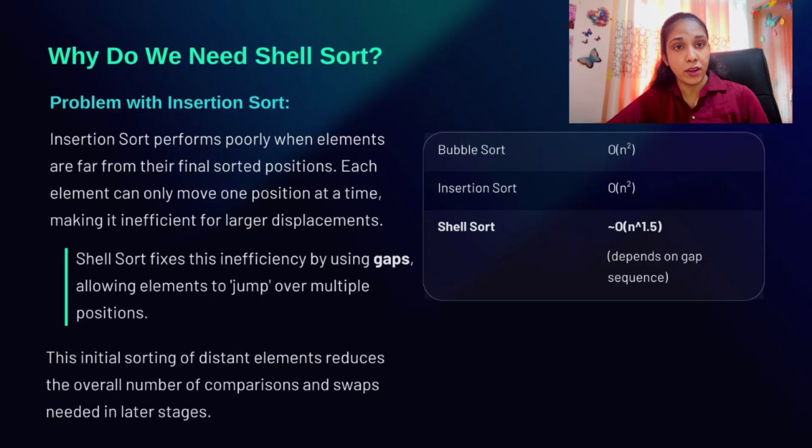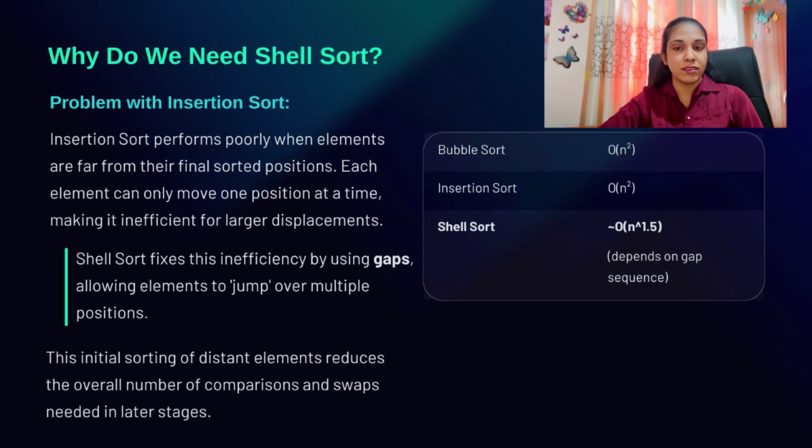Then, why do we need Shell Sort? In insertion sort, when a small element is at the end of the array, it has to move step by step to the front. It makes the algorithm slower for large lists. Shell Sort improves this by allowing elements to move faster using gaps. So instead of comparing neighbors, we compare far apart elements first.